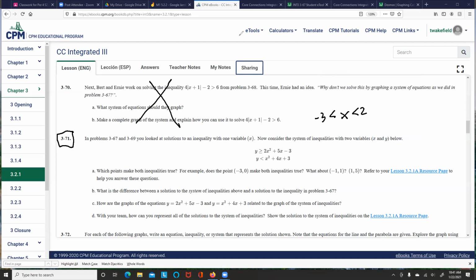So let me clear this. And okay, so this is 71, 3-71A.